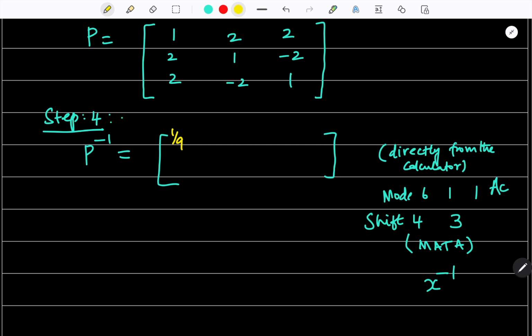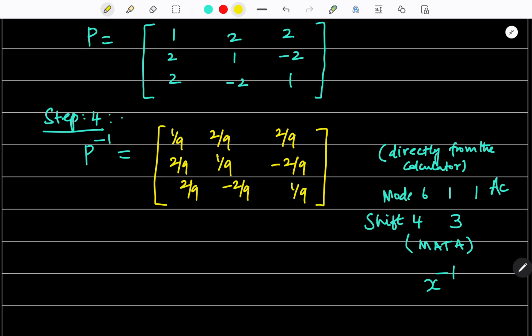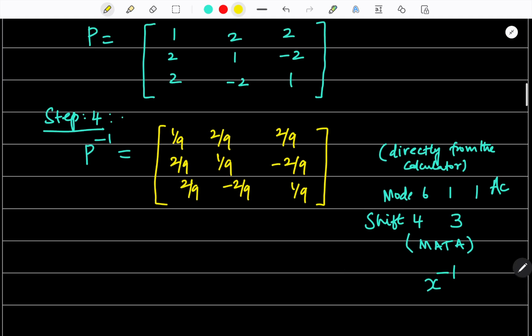Press the next one, 2 over 9, and the next one, 2 over 9, then come to the next row: 2 over 9, the next is 1 over 9, the next is minus 2 over 9, and come down to the left: 2 over 9, the next is minus 2 over 9, and the next is 1 over 9. Now this is your inverse. Let me write this a little bit bigger. So this is your P inverse, we calculated.